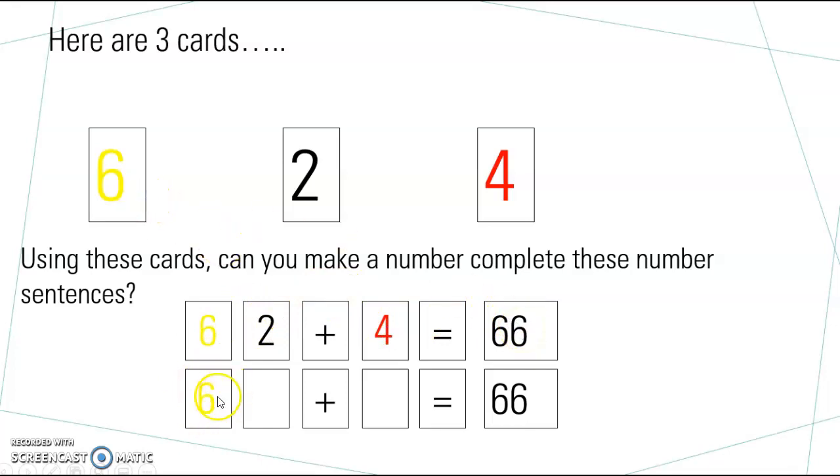Keep the tens the same, so use the 6 again. Just swap these two ones over. 4 plus 2 equals 6. 6 tens, 6 ones, 66.